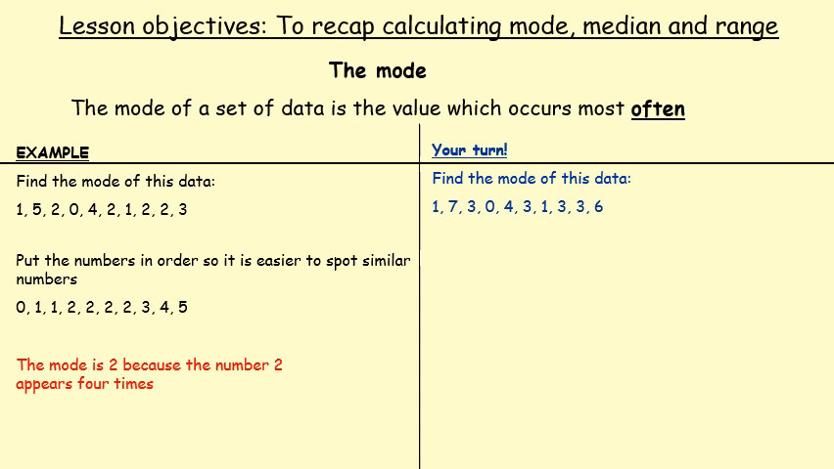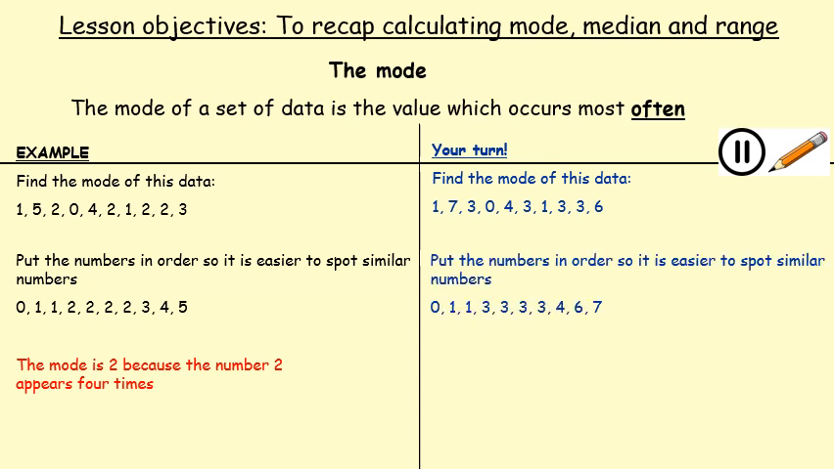Okay, welcome back. So we want to find the mode of this data. We've got our list of data here. What we want to do now is put the numbers in order so it's easier to spot similar numbers, and your list should have looked like this. And we can see from this list that the mode is 3 because the number 3 appears 4 times, more than any of the other numbers in our list.